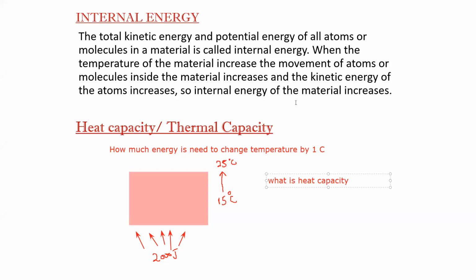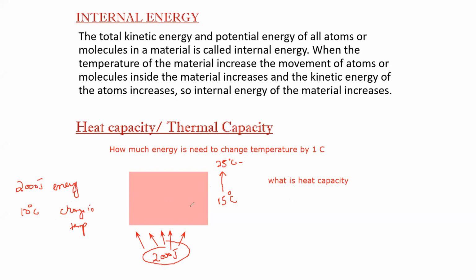It means how much energy is needed to change the temperature by 1 degree centigrade. So this is 2000 joules. So 2000 joules of energy is needed for how much change in temperature? For a 10 degree change in temperature.